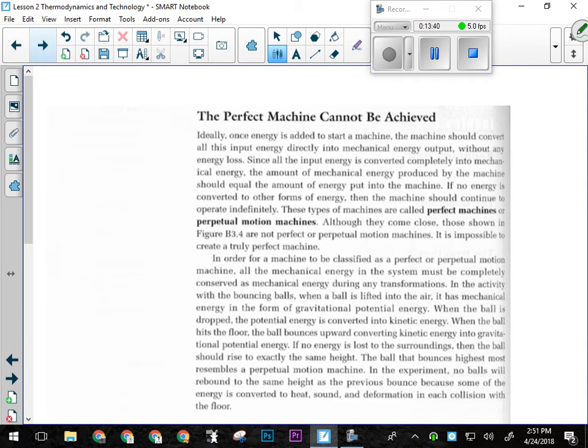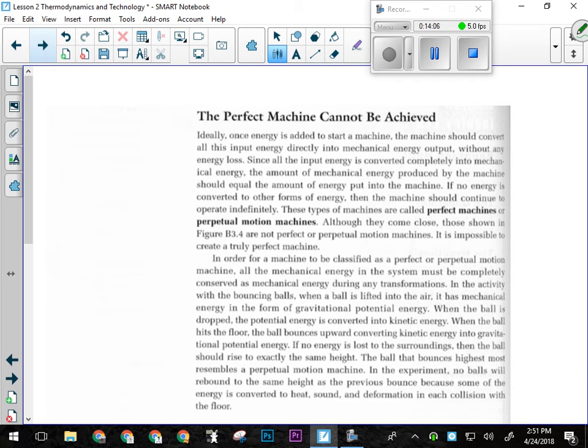Now, how many people have heard of a perpetual motion machine before? A perpetual motion machine is first off purely theoretical. If we were able to build one, a perpetual motion machine would run continuously and would never require any energy to be put in. It would just always run.